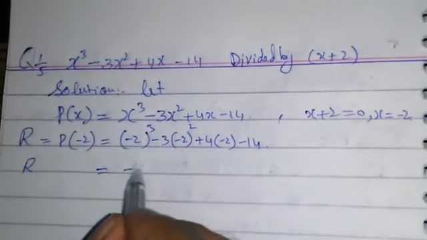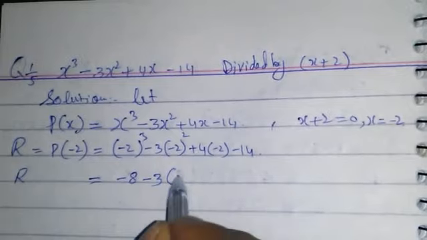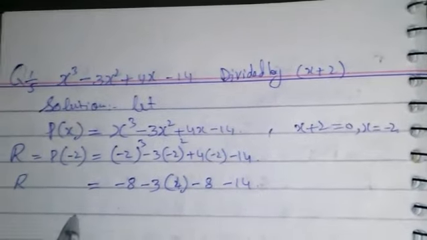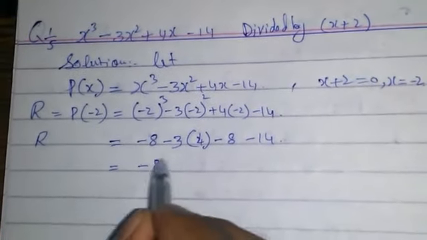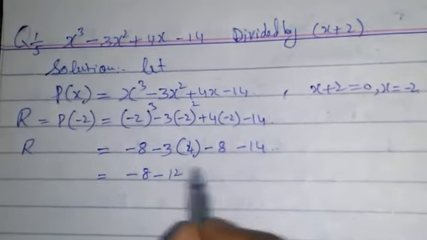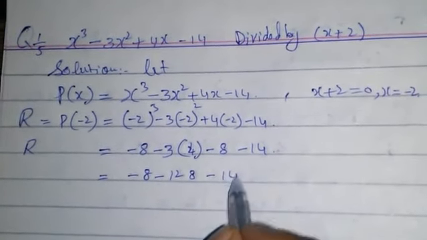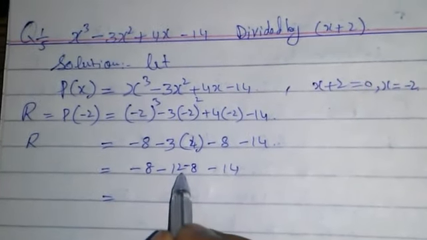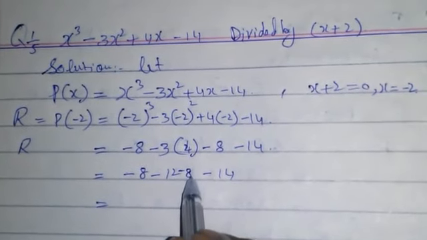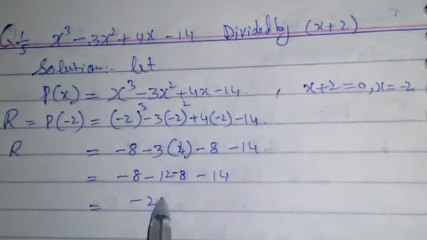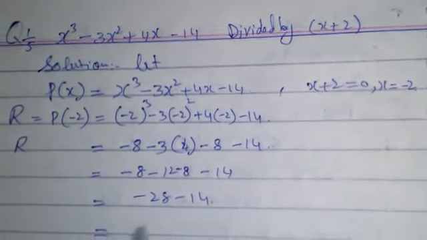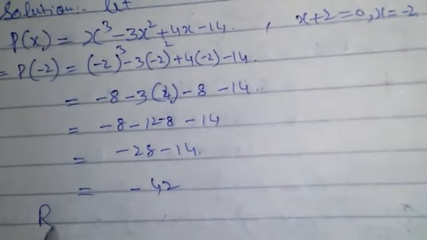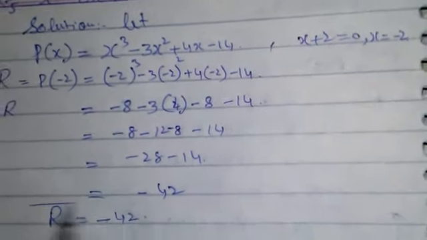Remainder r is equal to minus 8 minus 3 into 4 minus 8 minus 14, minus 8 minus 12, minus 8 minus 14. 8 12 20 28. Minus 28 minus 14 is equal to minus 42. R is equal to minus 42.